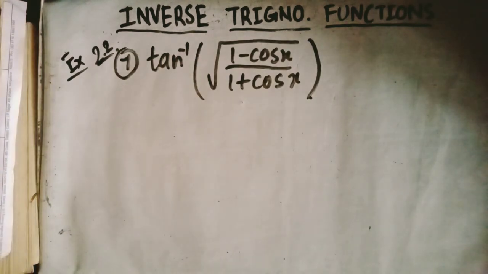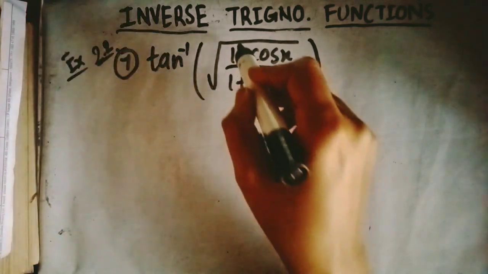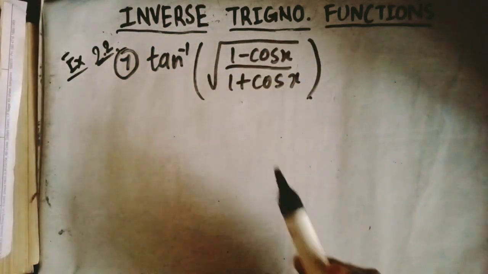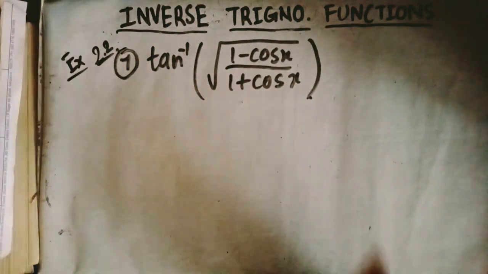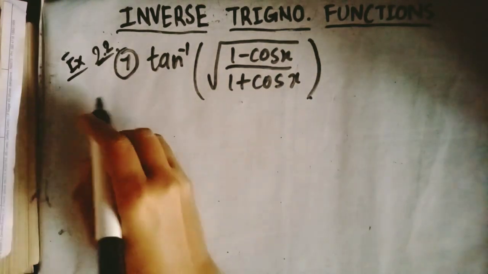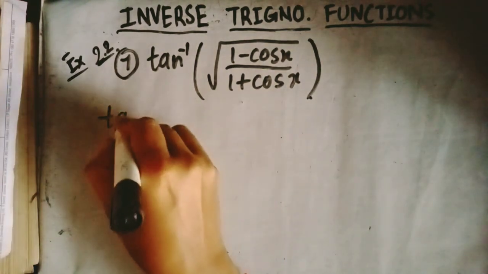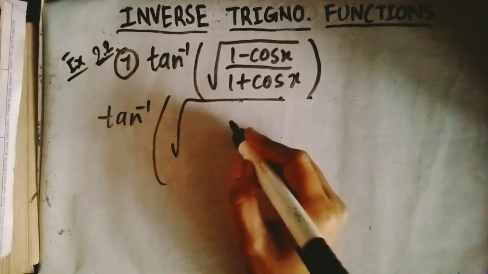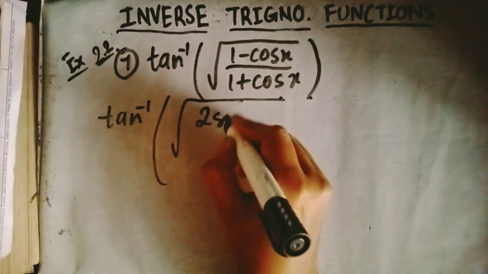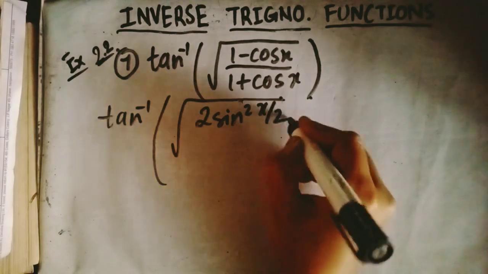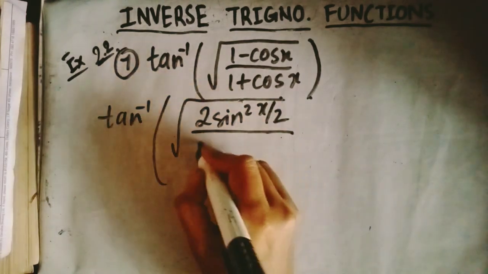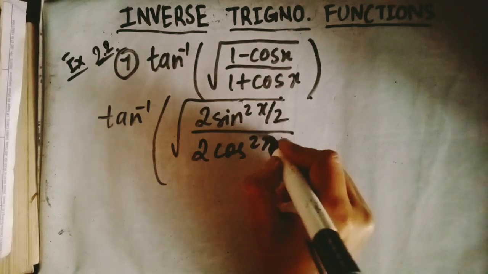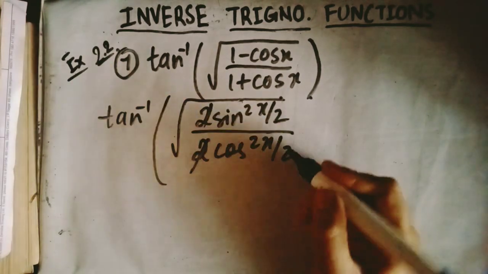Next is tan inverse root of (1 minus cos x) upon (1 plus cos x). Now looking at this equation, you will realize that you have to use the half angle formula. So directly using the half angle formula, you will get tan inverse under root, 1 minus cos x is 2 sin square x by 2, upon 1 plus cos x is 2 cos square x by 2. So 2 gets cancelled.